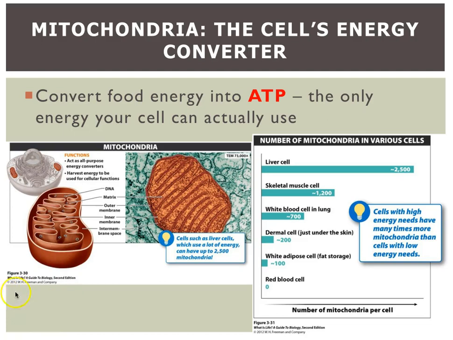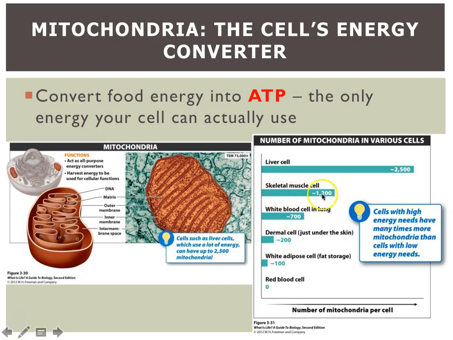I like this little graph. The graph here tells you the numbers of mitochondria found in various types of cells. So your liver cell has over 2,000, 2,500 mitochondria in every single cell. That must mean that liver cells need a lot of energy, and they do. They have a huge job in your body to detoxify everything and to make sure your body's running smoothly.